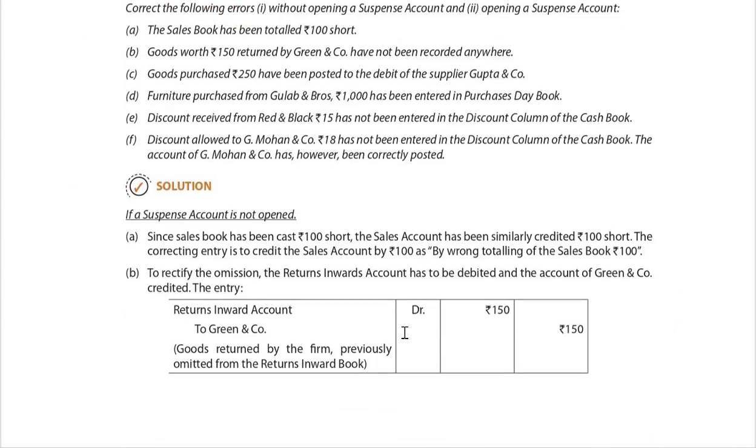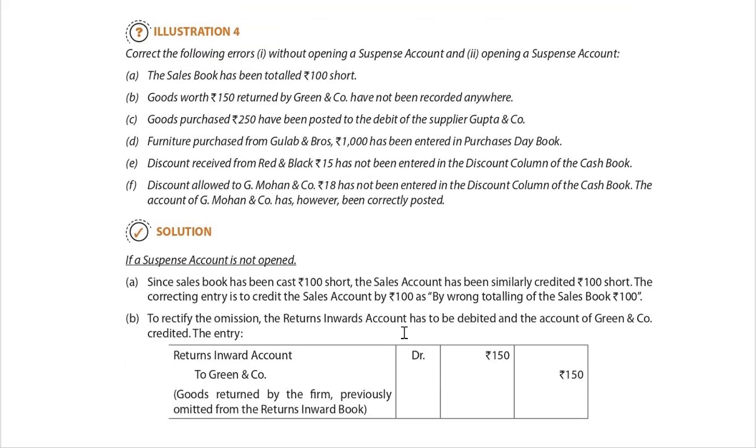Let us move ahead. See illustration 4. Just check out illustration 4. Correct the following errors, first without opening a suspense account and then by opening a suspense account. So first we'll solve this question without opening a suspense account, and then we'll try to solve it by opening a suspense account. A. The sales book is total 100 short.